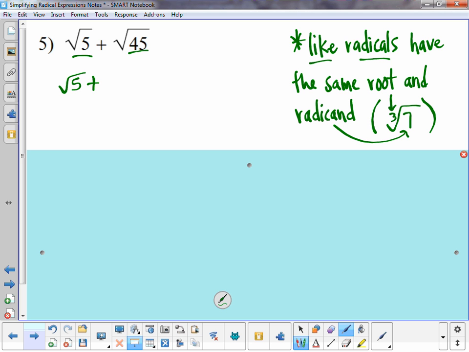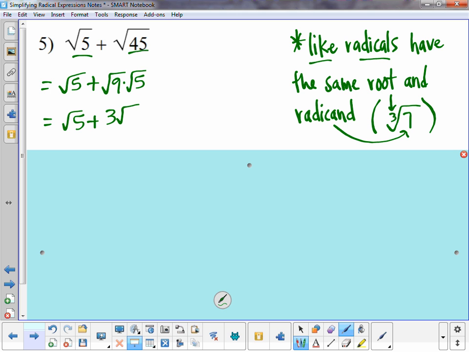But what about 45? Does it have a factor that's a perfect square? 9, right? So 9 is a factor of 45, so we're going to write that as square root of 9 times square root of 5, since 9 times 5 is 45. Now, square root of 5 plus, what is the square root of 9?